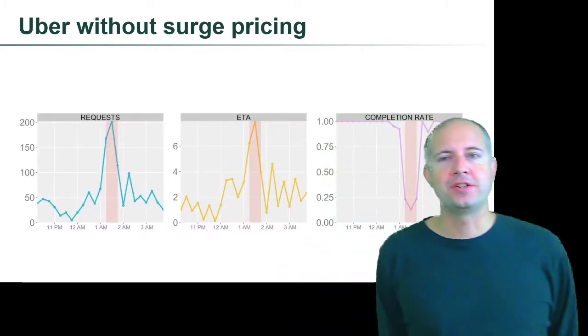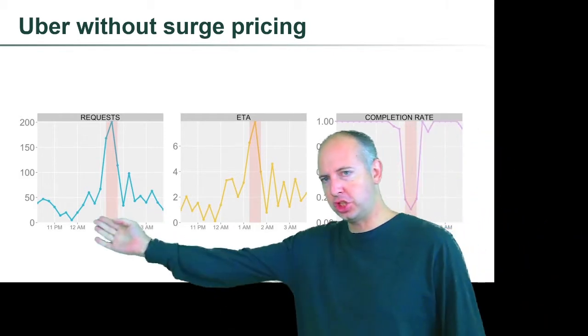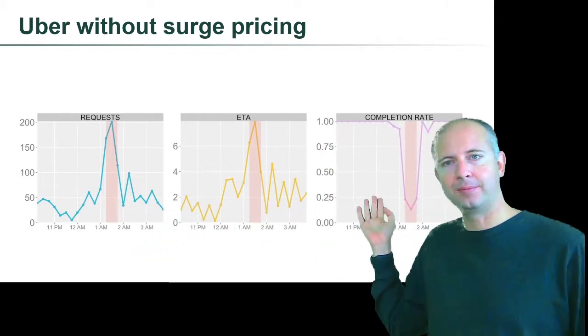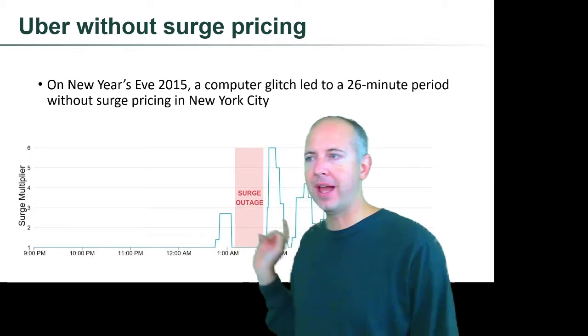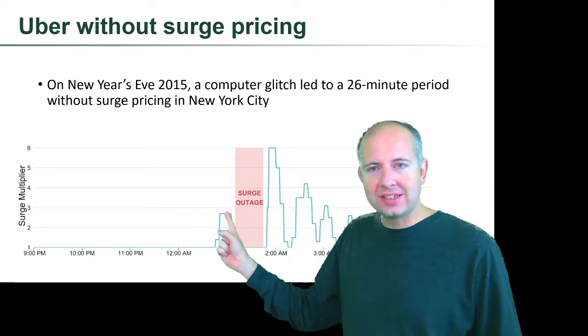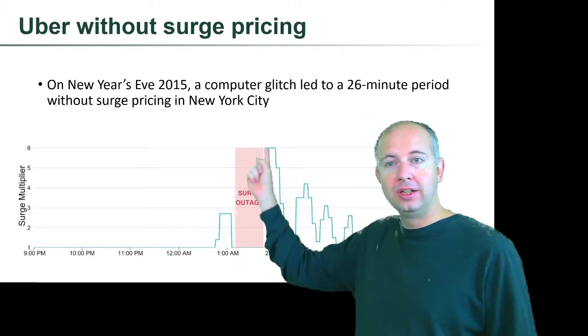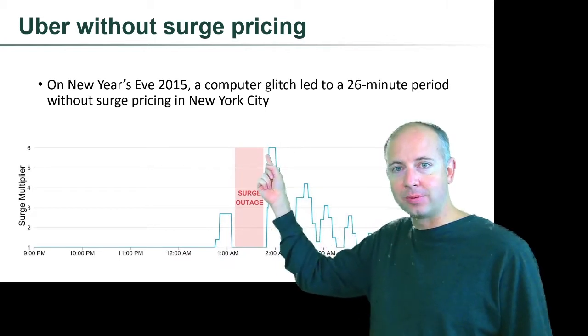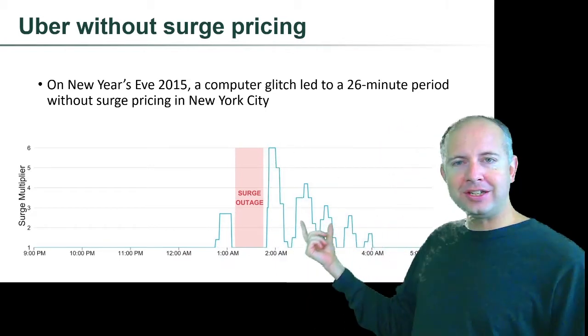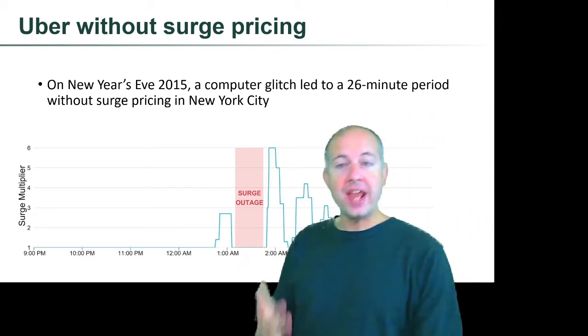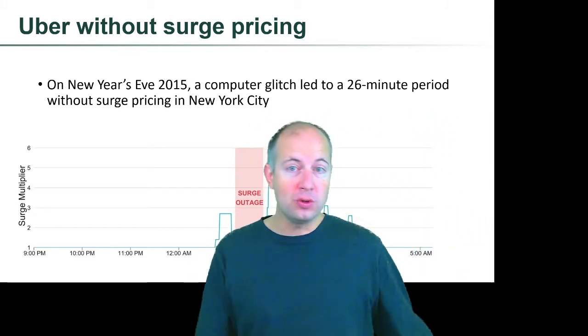And here's what happened during that 26-minute window. The orange shading is the time when surge pricing went away. I'll go back. You notice that before this, the surge rate was almost triple. Afterwards, it went to 6 times the regular rate. So when it went to a single 1x no surge rate, that was a huge change in price.